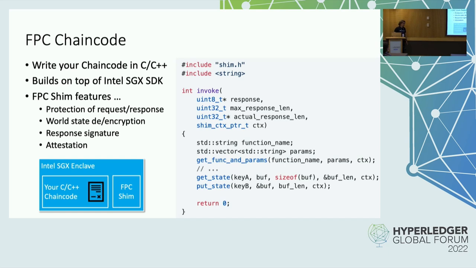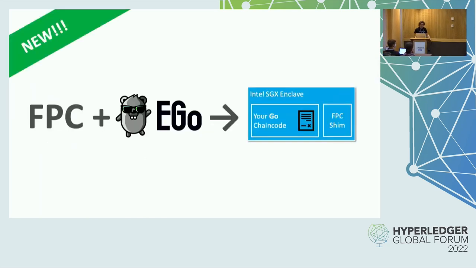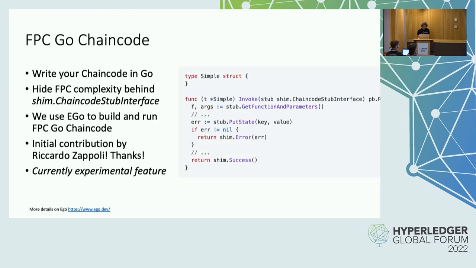So now you may think, hey, Marcus, are you serious? Do you really want me to implement my chaincode now in C++? Nah. And this is why we have FPC plus EGo, which is a Go compiler to compile your Go application to run inside Intel SGX, which gives us now the possibility to take your Go chaincode and run it with FPC. So this is maybe now more familiar to you.